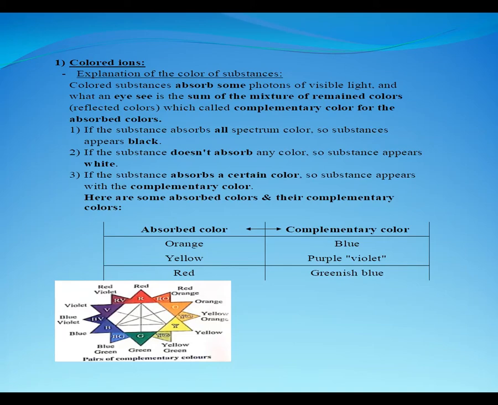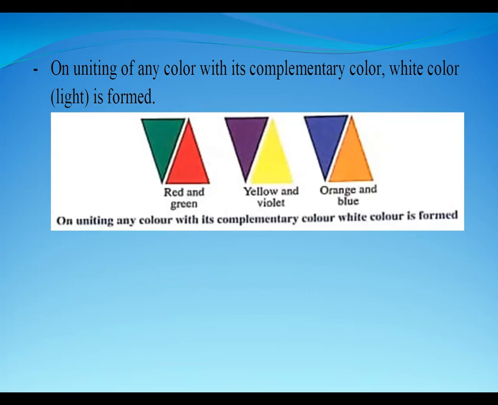If the substance absorbs yellow, it reflects purple. And if the substance absorbs purple, it reflects yellow. If the substance absorbs red, it reflects greenish blue. If the substance absorbs greenish blue, it appears red. On uniting any color with its complementary color, white color is formed. So when green and red are united, we get white light. If yellow and violet are united, we get white color. If orange and blue are united, it becomes white color.